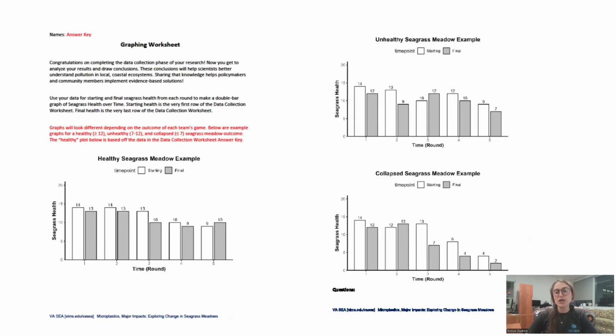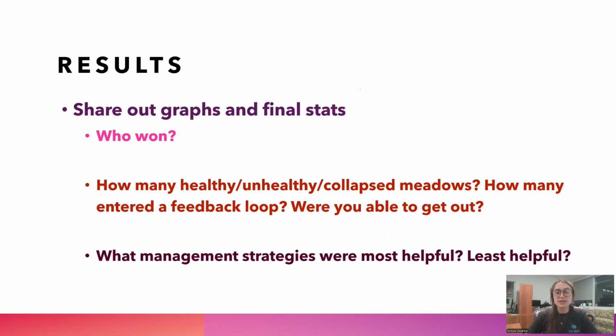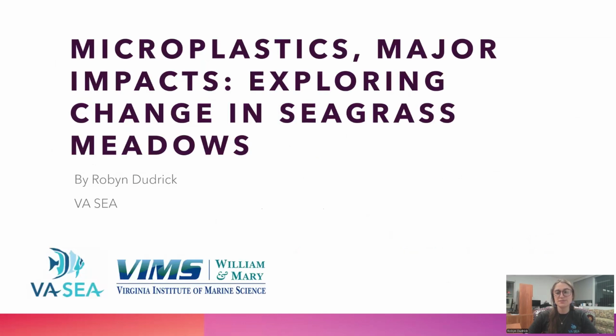Once the game is over, students will complete the graphing worksheet using the information from the data collection worksheet. Here, they will graph their data and answer reflection questions based on their outcomes. The game is designed so that groups will have different outcomes ranging from healthy, declining, or collapsed meadows. Because of this, it is important to leave time for discussion as a whole class. Don't forget to have groups share out the final health of their meadows and determine a class winner.